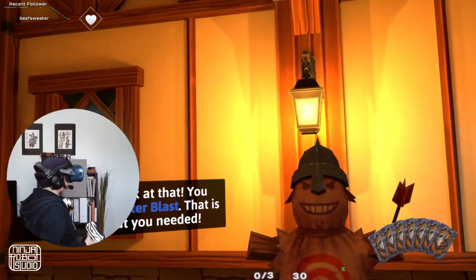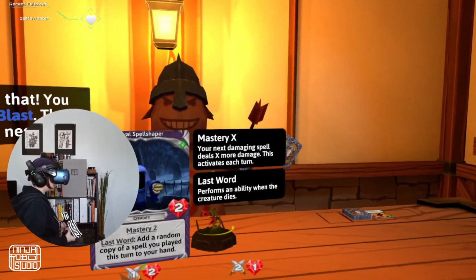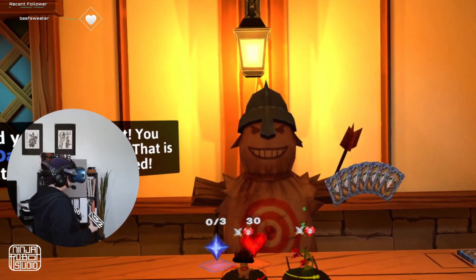Ugh, okay. Would you look at that? I don't know why it worked that time, and you didn't draw a Dark Matter Blast before. That is exactly what you needed.